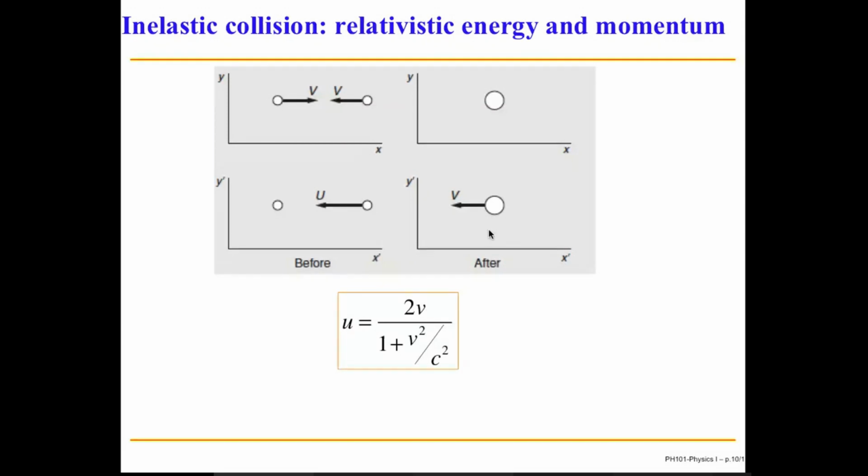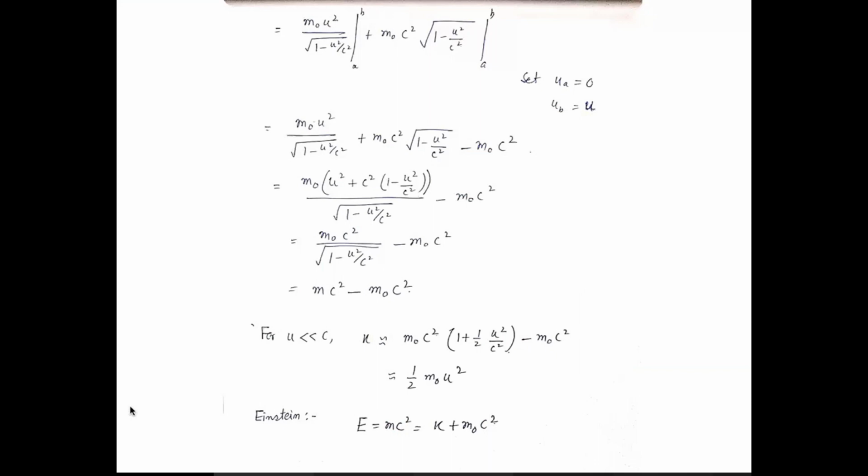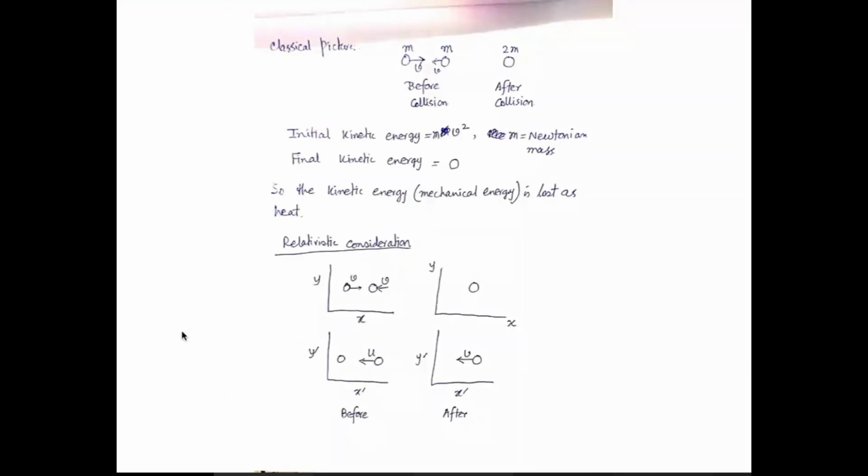Okay. All right. So here I have written down the velocity addition relation between these two frames before the collision. You can easily make it out. Now let's look at the calculations, what we are going to do, how we are going to establish the conservation laws. So this is the classical picture. After collision, this is what happens.